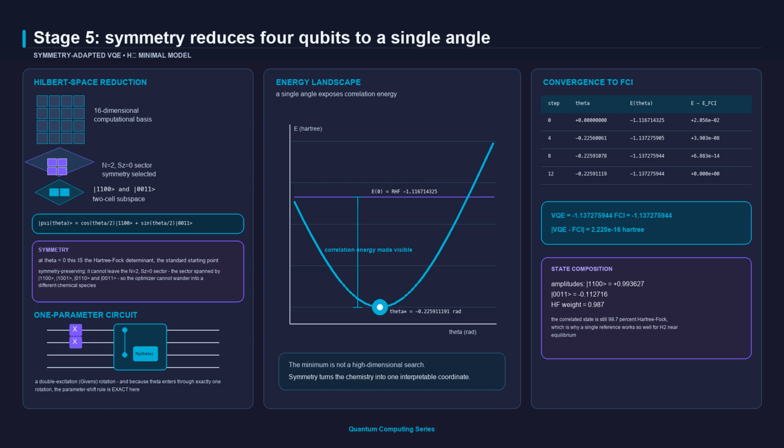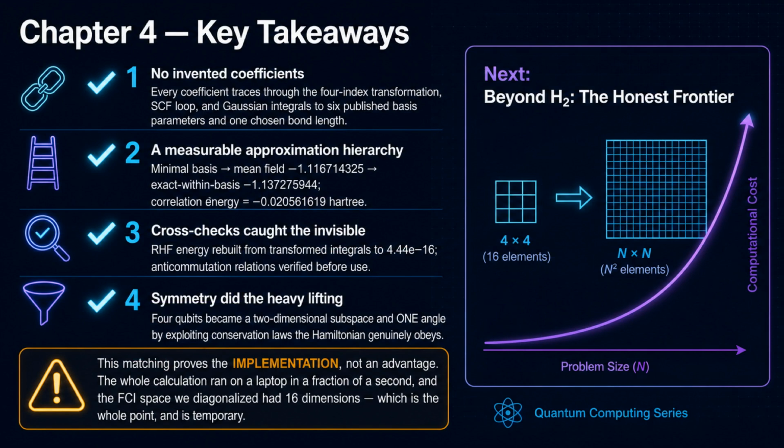At 0, the state is exactly Hartree-Fock, the standard starting point, and because the ansatz cannot leave the neutral singlet sector, the optimizer cannot wander into another chemical species. About 10 parameter shift steps later, the energy matches the code's own reference value to machine precision, at an optimal angle of -0.225911 radians.